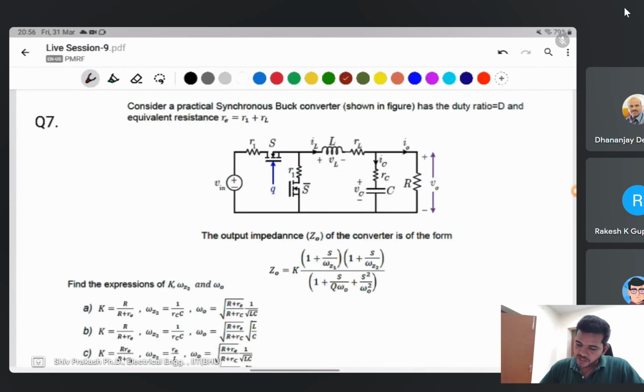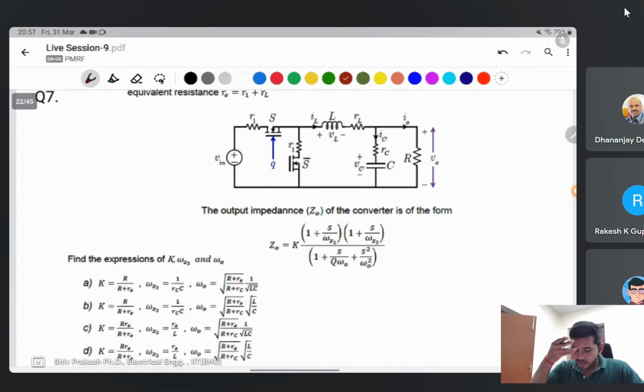Consider a practical synchronous buck converter with duty ratio D and equivalent resistance R1 plus RL. The output impedance of the converter is of this form. I think all of you know about the small signal analysis of a converter, or the transfer function of the converter, how to find the transfer function, or the state space analysis of the converter.